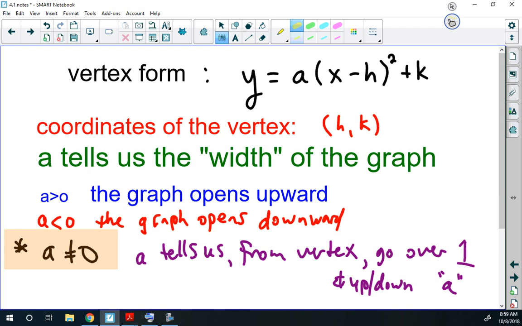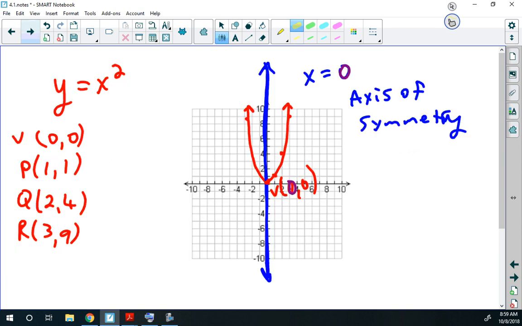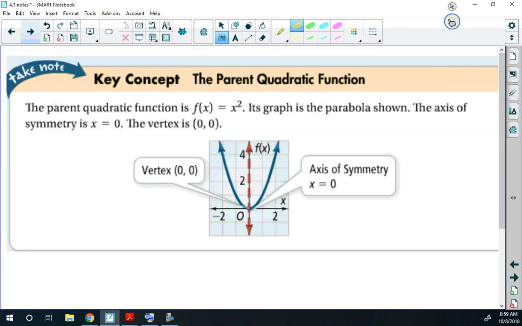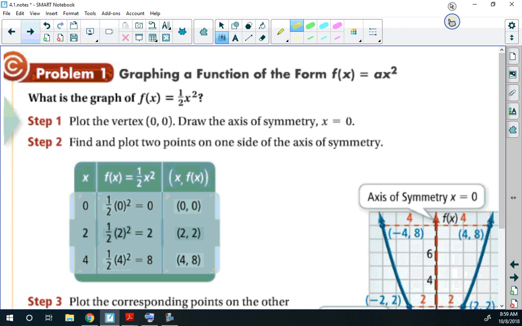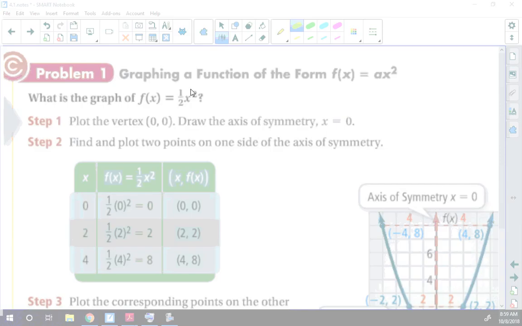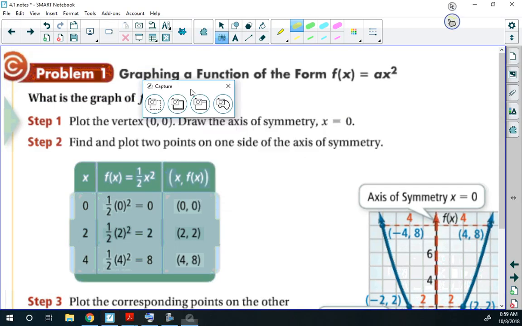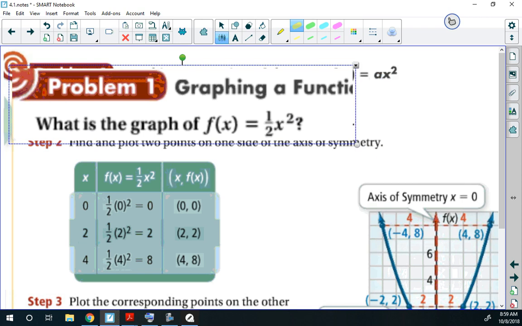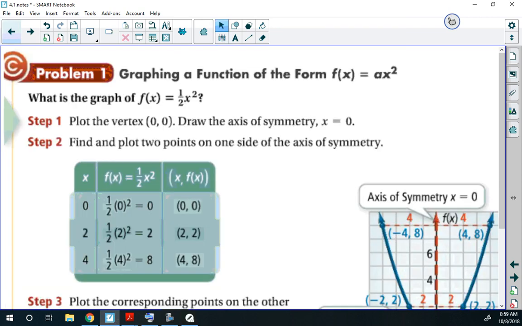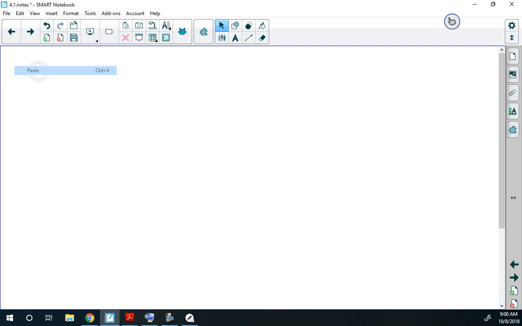Okay, so here's what's going to happen. They're going to have you graph some stuff that's not translated right or left or up or down, horizontally or vertically. They're going to have you graph some stuff that just has a different a value, like this one here in problem 1. So I'll walk through this on a fresh paper here and show you how I would approach this one. It's kind of cool. So we're going to graph y equals 1/2 x squared. Cut that out, put it on a new page.